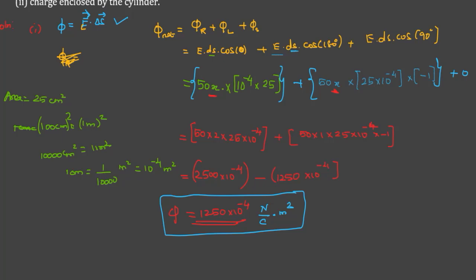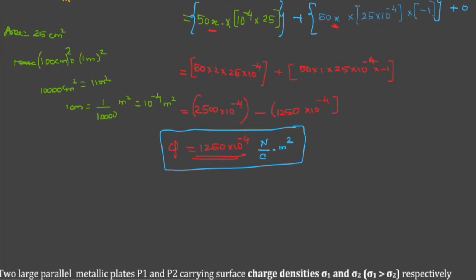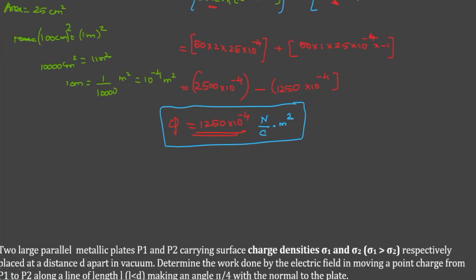So second question, charge enclosed by the cylinder. So now we can use that Gauss law. So we calculate the flux. So the easy one. Same thing we have in exercise question, example question also. We know that flux is nothing but Q by epsilon naught. So Q is nothing but flux into epsilon naught. So already we calculated that flux, 1250 into 10 power minus 4. We know that epsilon naught value.